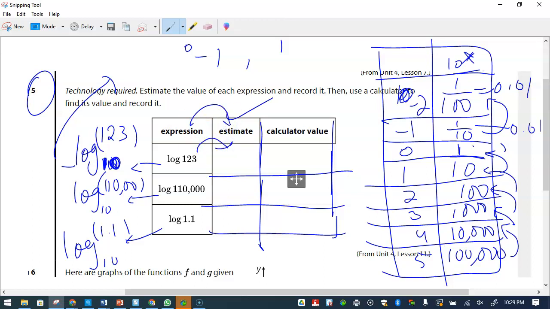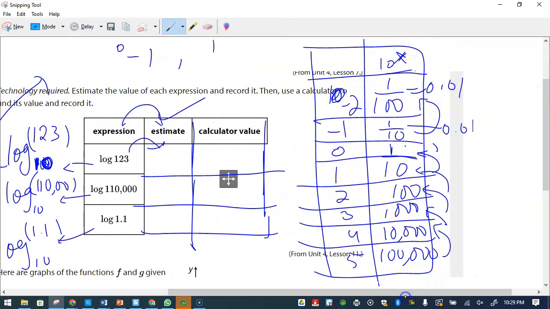Now 123, if you see, 123 is between these numbers, correct? So 10 is less than 123, less than 100. So your answer has to be between 1 and 2. That's all it is. So this number has to be 1 point something. We don't know. If you want to really figure out exactly, we can find it.